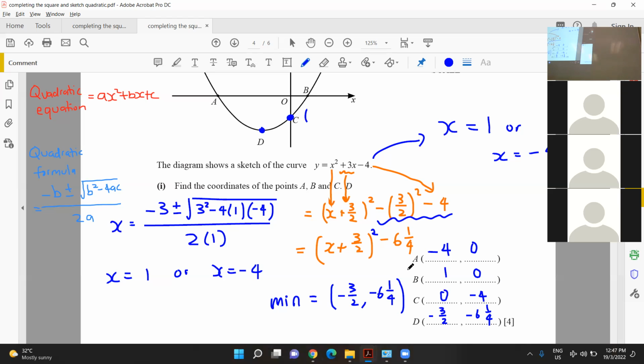Oh, question 5, don't need to do completing the square. You just need to know how to sketch. I mean, if you don't know how to sketch, you can do completing the square. Done. Goodbye.